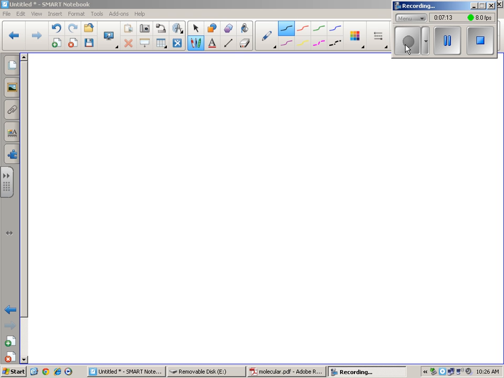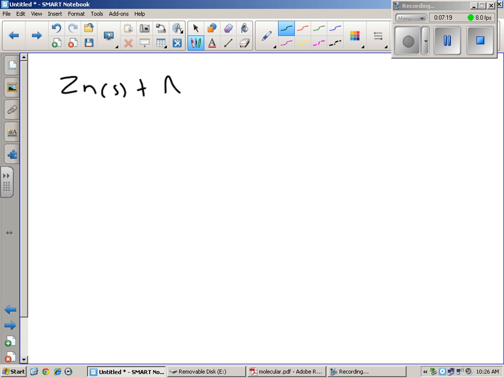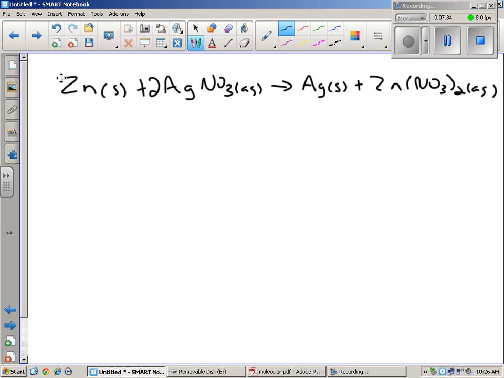Write a balanced chemical equation for the reaction between zinc and silver nitrate. So, zinc and silver nitrate. Silver is obviously a 1 plus, nitrate's a 1 minus. We're going to get silver, solid, and zinc nitrate, aqueous. Balancing, let's see, 2, 2.